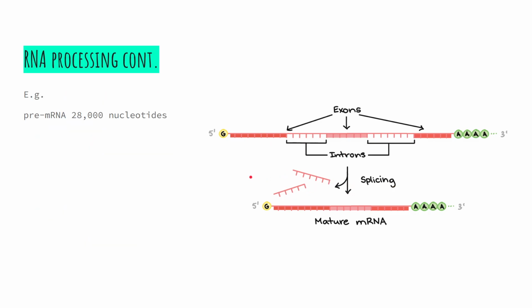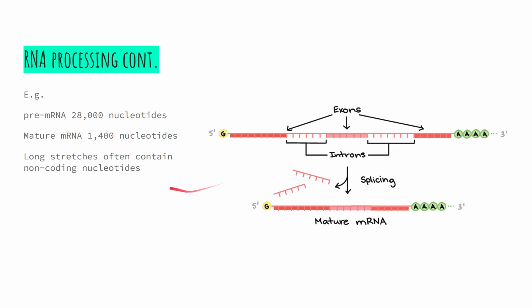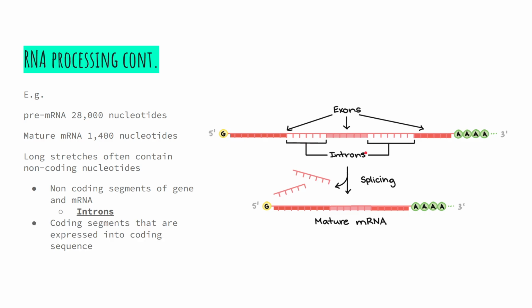As an example, pre-mRNA could have up to 28,000 nucleotides. That's a copy of the gene. The mature mRNA might only need 1,400 nucleotides. So long stretches often contain non-coding nucleotides, and that is what we refer to as our introns. They're non-coding, we do not need them, they can go away. We just want our exons. So the coding segments that make our proteins are known as exons.